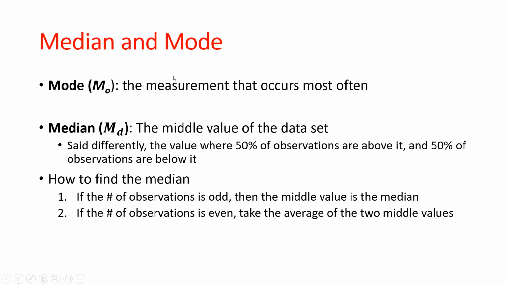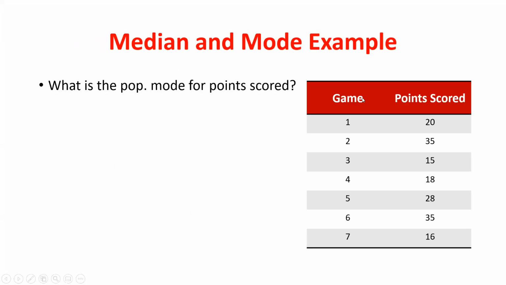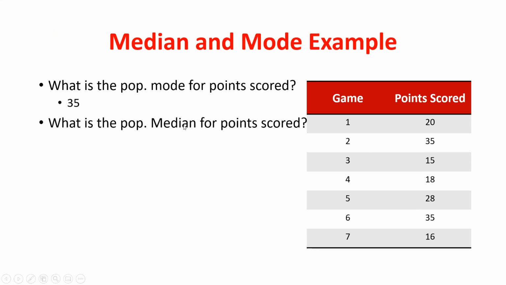And we'll work through a few examples here and get some practice with this. So if I think about here, what's the mode for points scored? I already kind of mentioned this in describing the mode. The only number that happens more than once is 35, right? So that one's pretty easy. What would the median be?